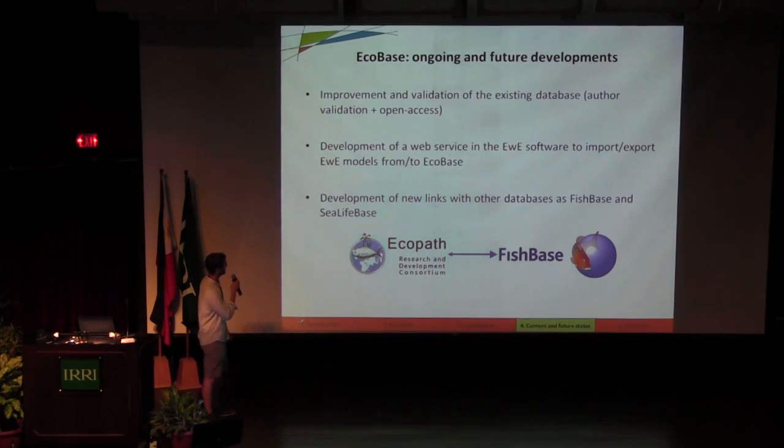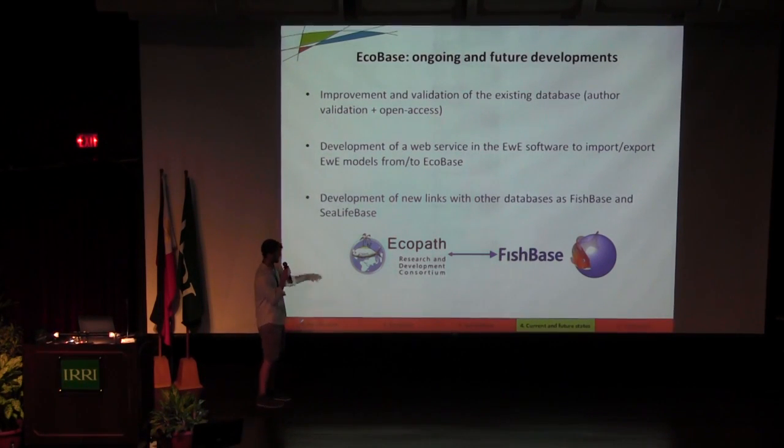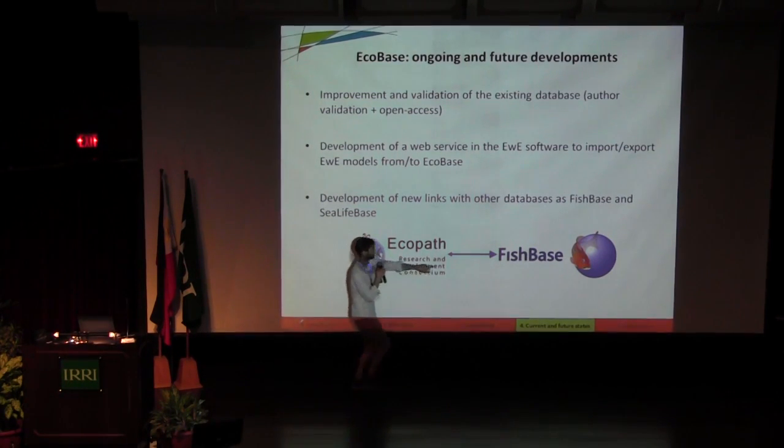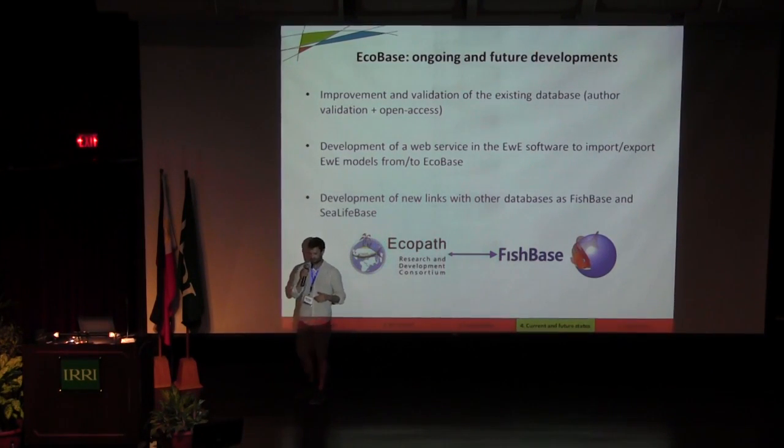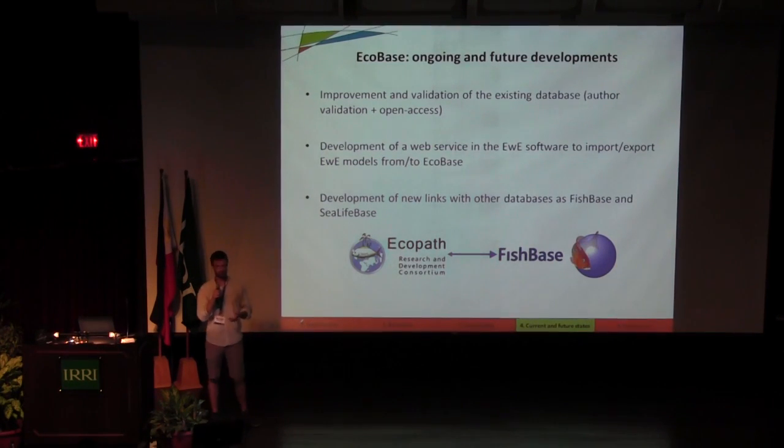We're also thinking of developing new links with other databases such as FishBase and SeaLifeBase. As I told you, FishBase is a great source of data for EcoBase. There are new projects, for example with the taxonomy tool. I think EcoBase can enable us not only to go in that direction, but also the other way: to send data to FishBase, such as trophic level data and other data types coming from EcoBase. So it's not only going in one direction, but both, which is more collaborative and better for everyone.